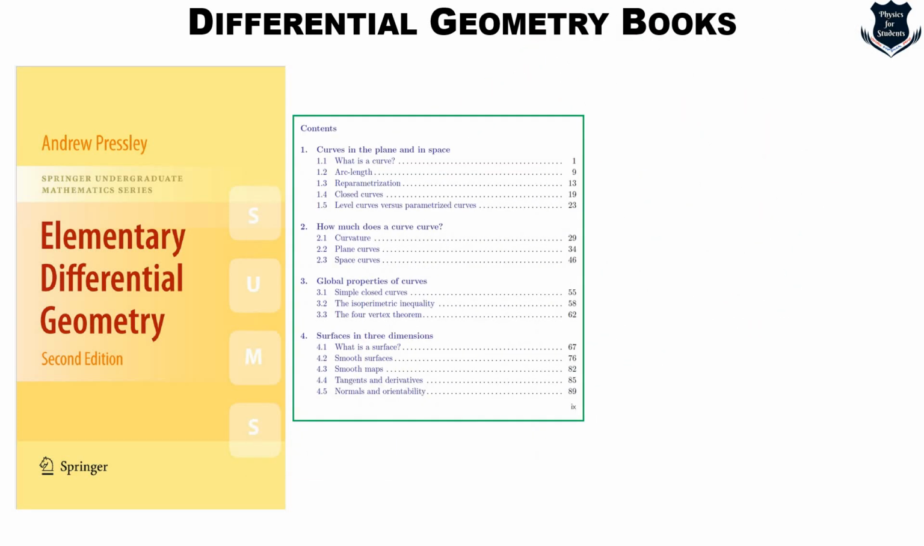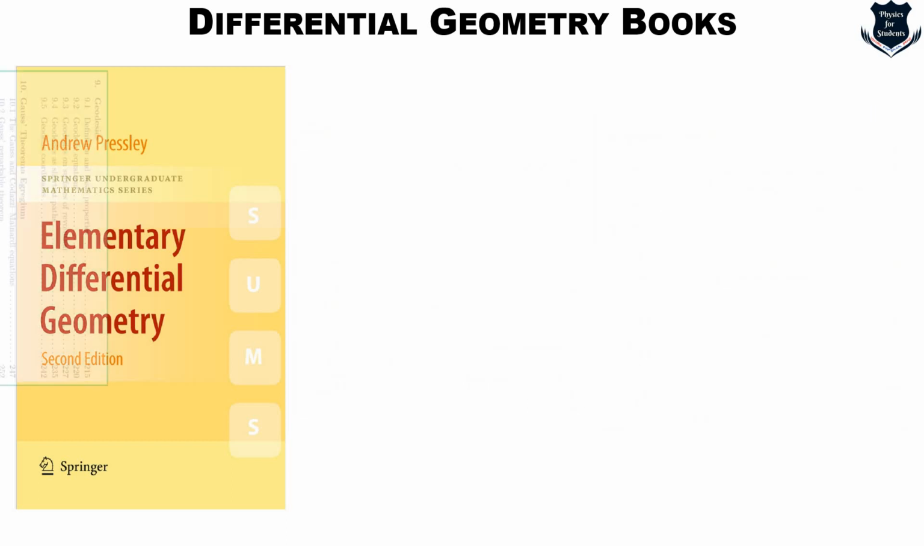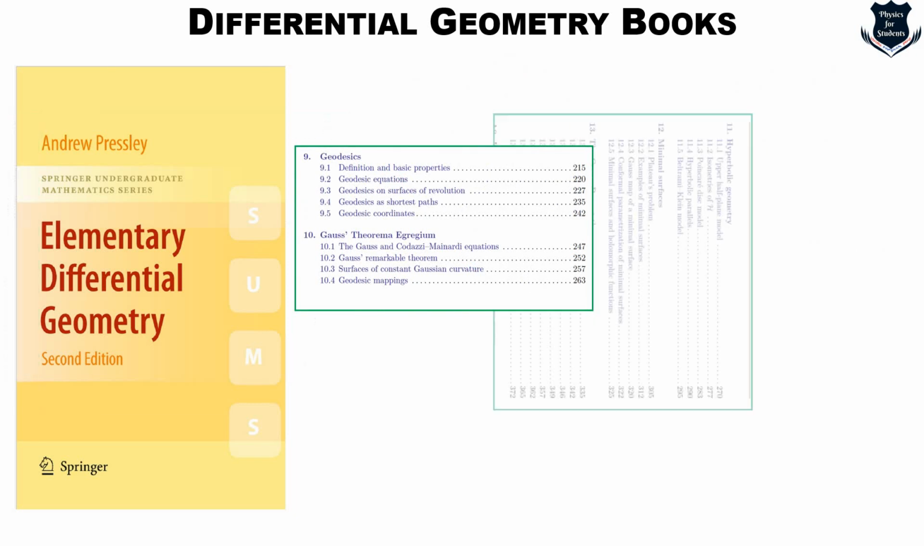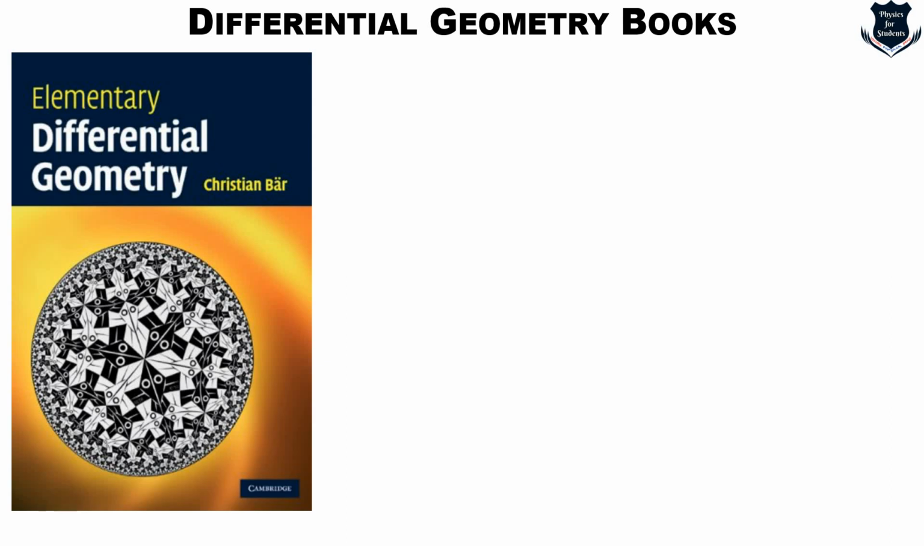And this is the basic content, I would say. Curves in the plane and space start with what exactly a curve is, and here you see it covers the first fundamental form, Gaussian, mean and principal curvatures. Further we see that it covers geodesics, Gauss's Theorema Egregium, hyperbolic geometry and the Gauss-Bonnet theorem.